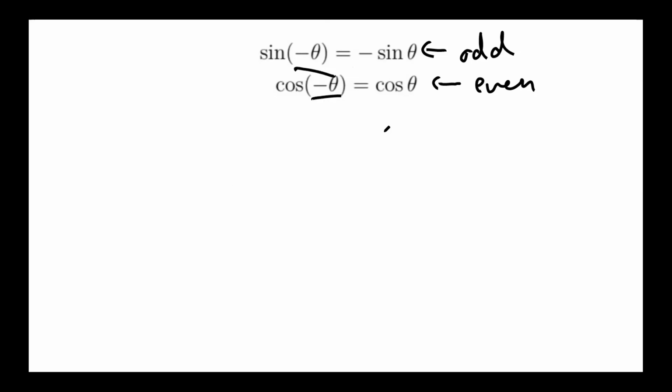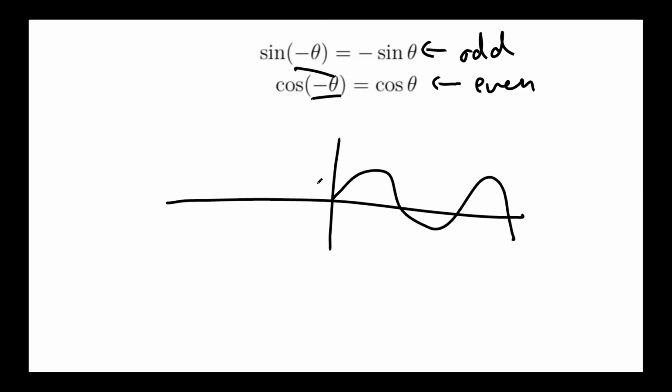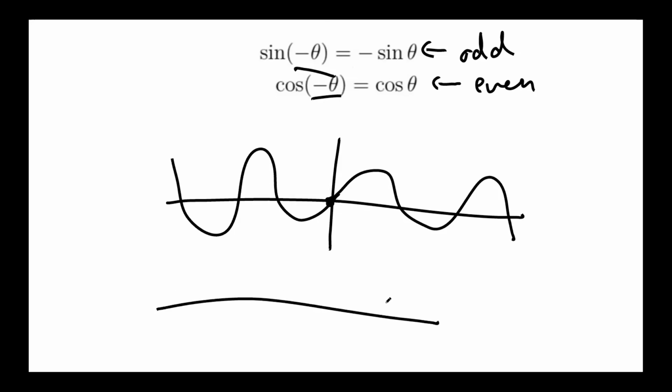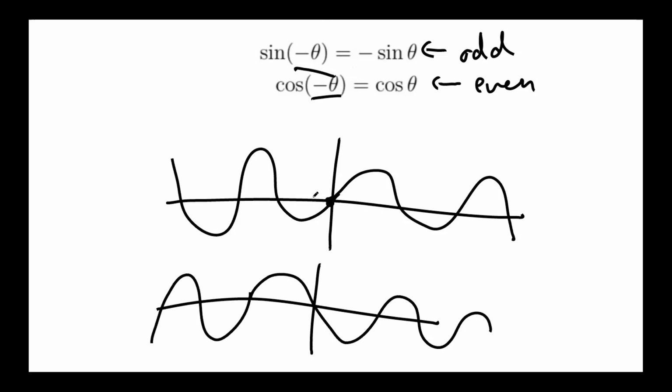And the way we can think about it is going back to the graphs. So for sine, it's something like this, right? Where it starts at 0 at the origin. If we plug in negative theta, that means we just flip it around. So what would happen is something like this. Notice if we also just flip the function over the x-axis, it will also turn into this. So that's why sine of negative theta will equal negative sine theta.